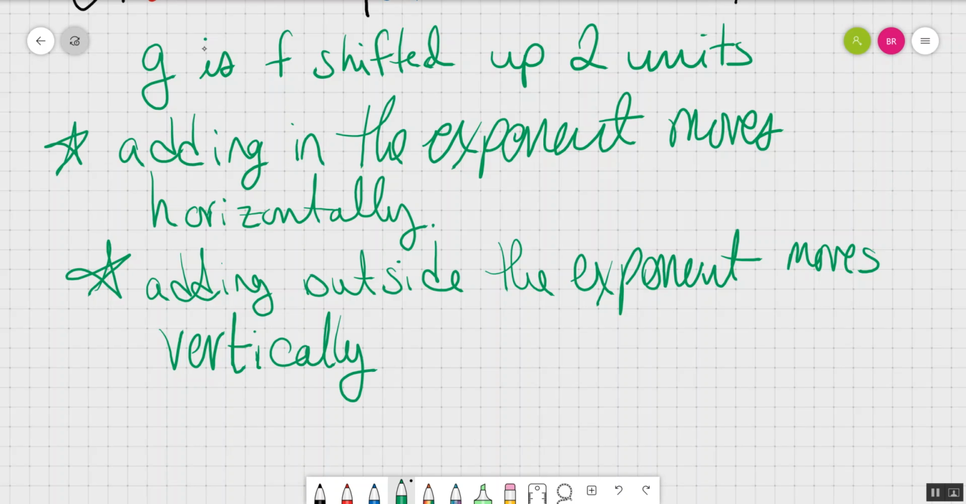I love how vertically has the word tickly in the middle of it. It makes me giggle. Fun.